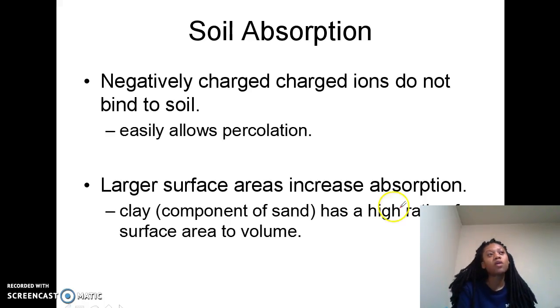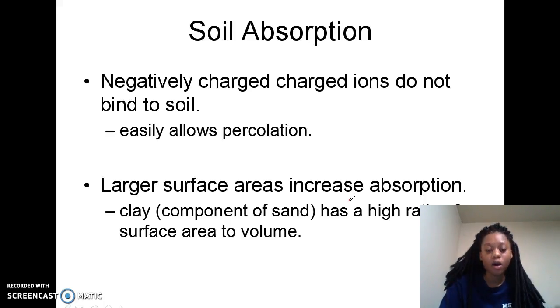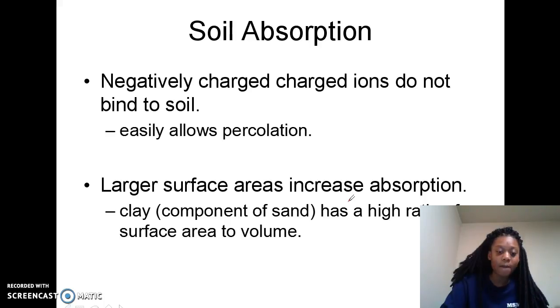And also, for soil absorption to be great, you need to have a large surface area. When discussing the inside of the body, we talked about how a larger surface area allows more liquids to flow through and allows a higher rate of absorption. Well, soil is the same way. Clay is a main component of soil and sand because it has a high surface area to volume ratio. This means it has a high surface area allowing great levels of absorption.